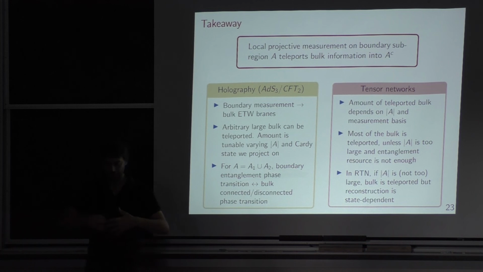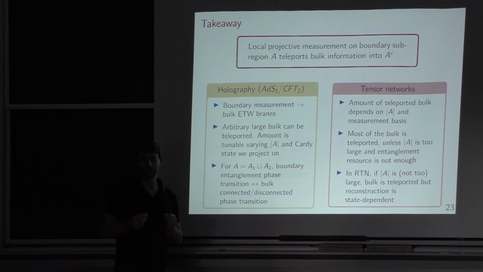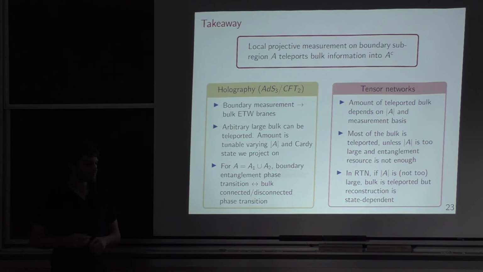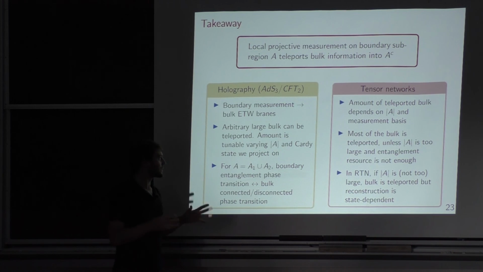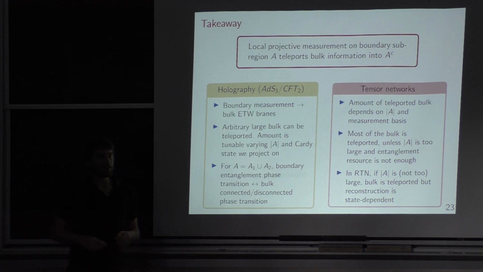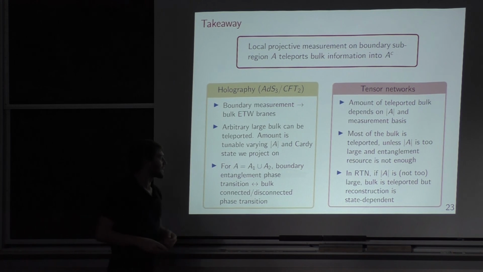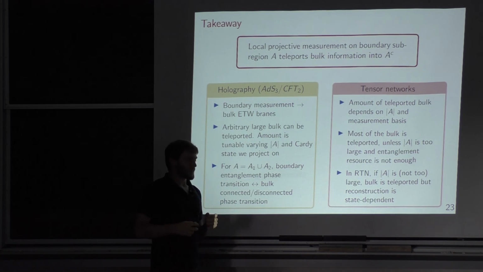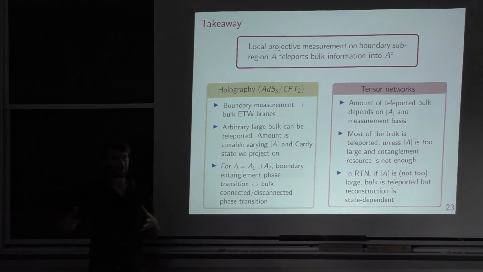In tensor networks, we saw that the amount of bulk teleported is controlled by the size of region A and the measurement basis that you use. And most of the bulk is always teleported, or at least in all the cases that we were able to study, unless A is too large and then you don't have enough entanglement resource to make the teleportation. And in random tensor networks in particular, if this region A is large but not too large, then the post-measurement bulk to boundary map is non-isometric.